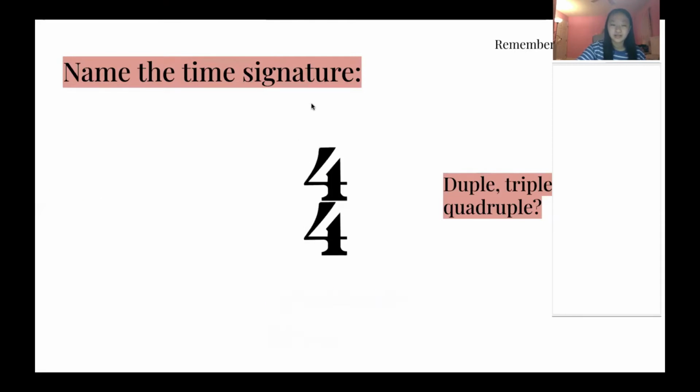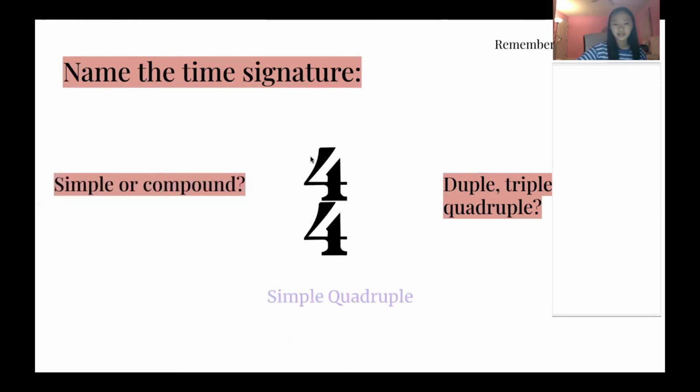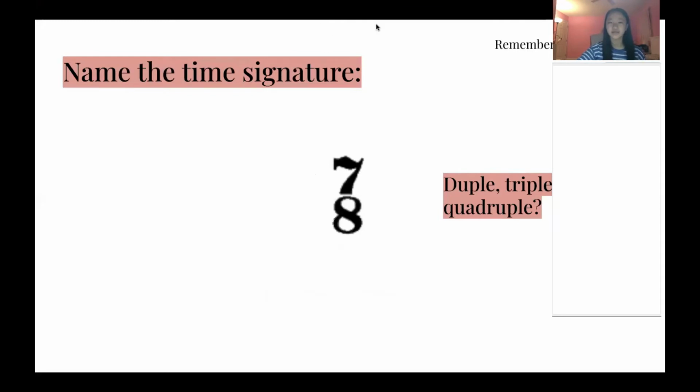Okay, let's do the next one. Quadruple because it's 4. Good. And then is it simple or compound? Simple. Good, because we didn't have to divide by 3. Okay, so next one.